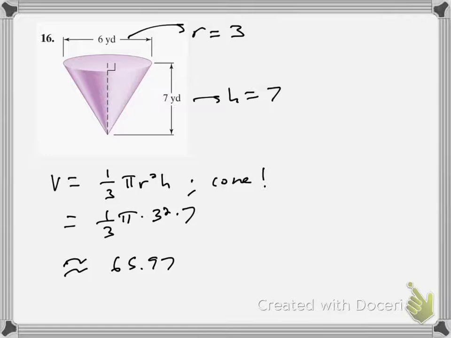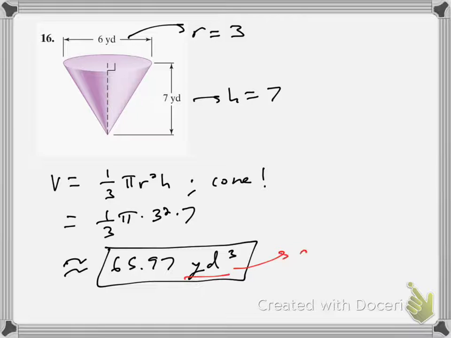65.97 cubic yards. So yards to the third power, or you could actually write this, by the way, guys, in words, cubic yards too. That means the same thing. So sometimes you'll see it written that way, or cubic inches, and so on and so forth in the homework.